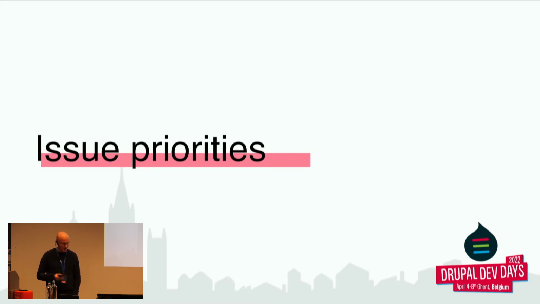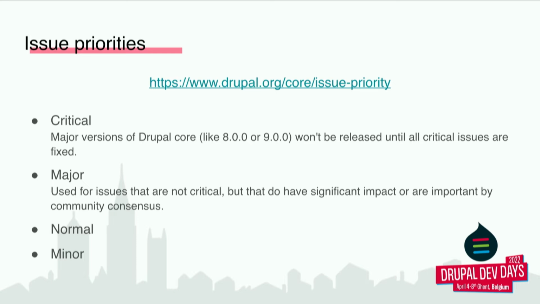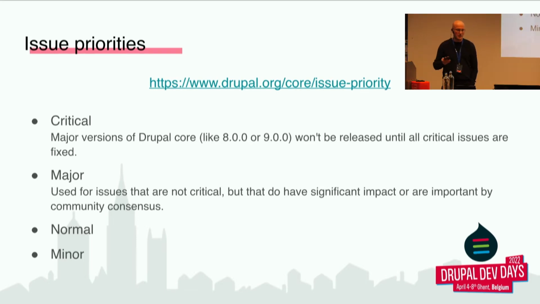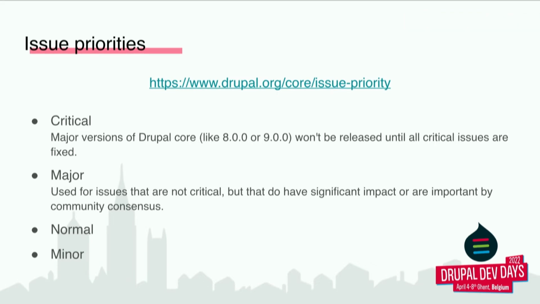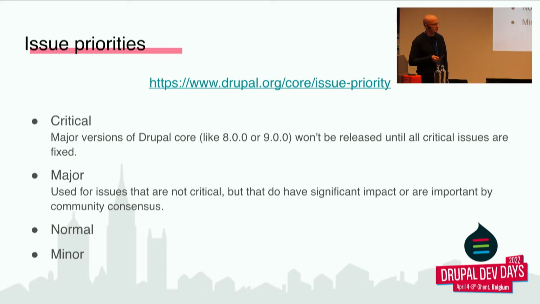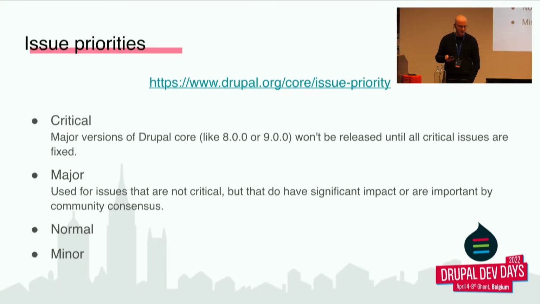Issue priorities. You can probably have a feel of what they mean, but there are actually some pretty strict guidelines on what they mean for the Drupal project. You can read that at the URL that you see on the screen. For example, if there are any critical issues left for a major Drupal version, that major Drupal version will not be released. So it is quite important to have these right.